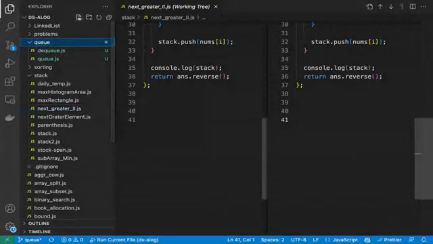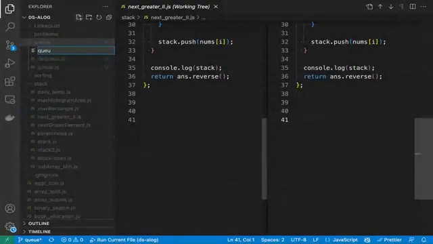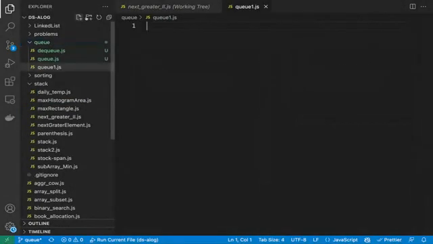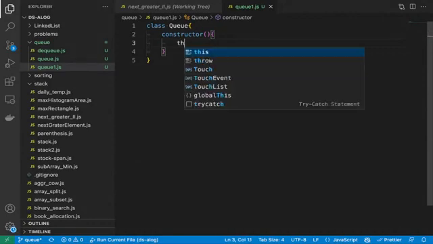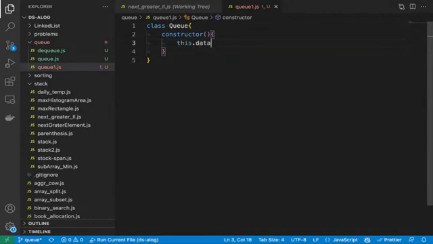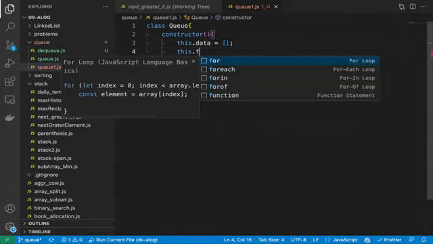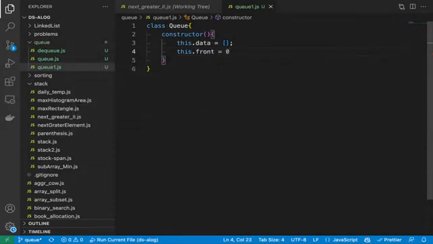Under the Q folder, let's create a new file, q1.js. Let's try to create a class for Q. We'll create the constructor. This constructor will have three things. One is the data or item, and we are taking an array. Then there will be front, which we initialize with 0, and rear, also 0. Both are initialized with 0.